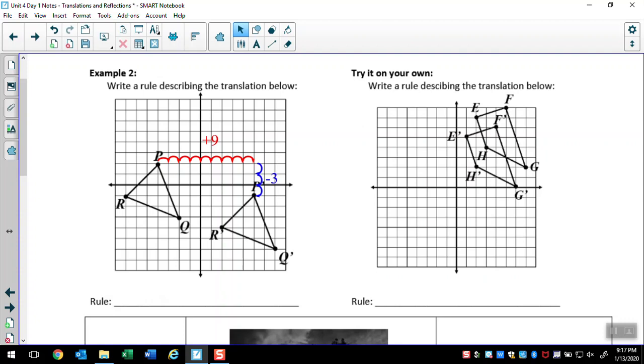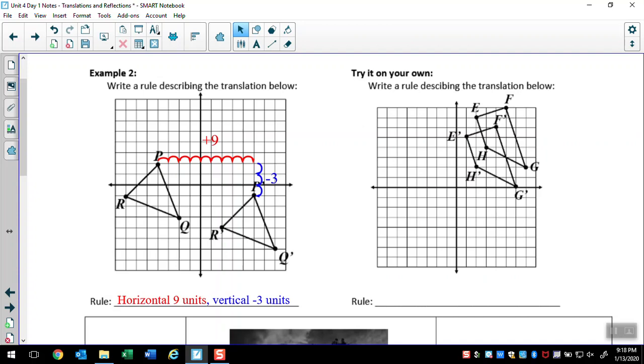And I went down 3 times. So it's going to be the same exact for all 3 points. So I don't need to count for all 3. I just need to figure out what was the rule for 1 point, and all the rest of the points will stay the same because my shape is exactly the same shape and size. So my rule was I had to move horizontal 9 units and vertical -3 units. And that's my rule. I want you to do this one here on your own.